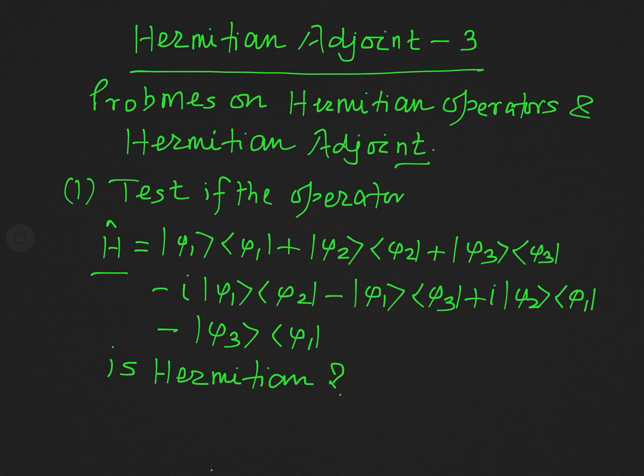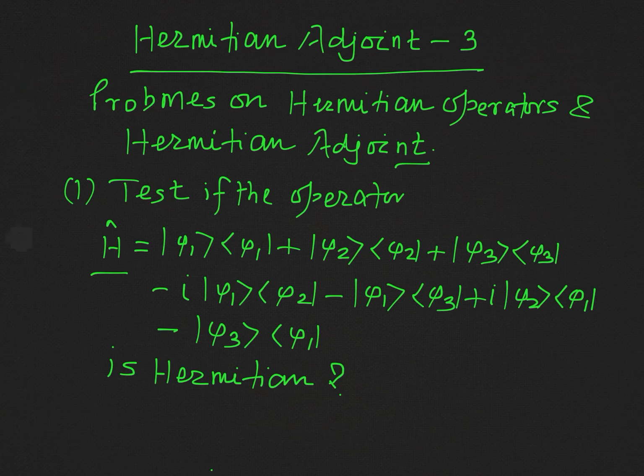So see the problem and follow the rules and tricks which in the previous lecture I have told you, and following those tricks you can easily test whether the given operator is Hermitian or not. So first of all, what will we do? We must find the Hermitian adjoint of the given operator, and if the Hermitian adjoint of the given operator is equal to the given operator, then this will be Hermitian.